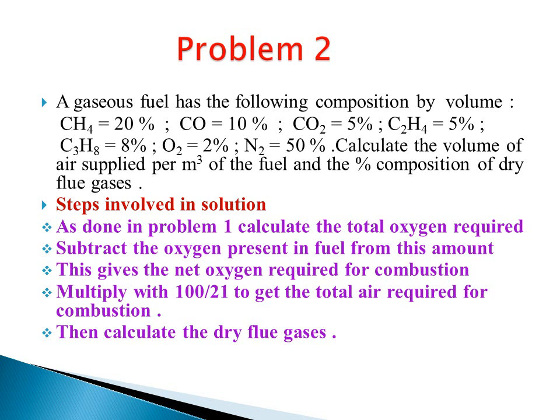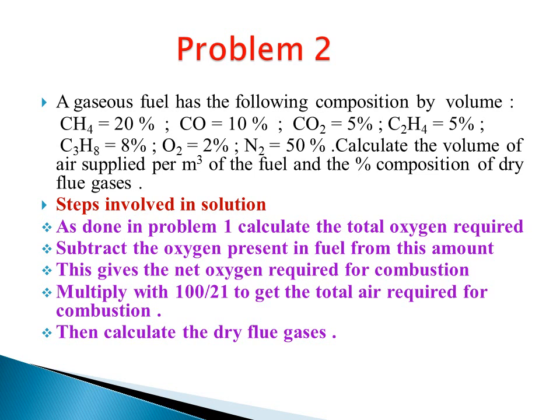First, as done in problem 1, calculate total oxygen required. Now here, since the fuel also contains oxygen, that is 2%, this is to be subtracted from the total oxygen which you obtain, and this will give us the net oxygen which is required for combustion, net oxygen which is to be supplied from the air. Now this net oxygen you multiply by 100 into 21, so we will get the minimum volume of air which is required for combustion of the fuel.